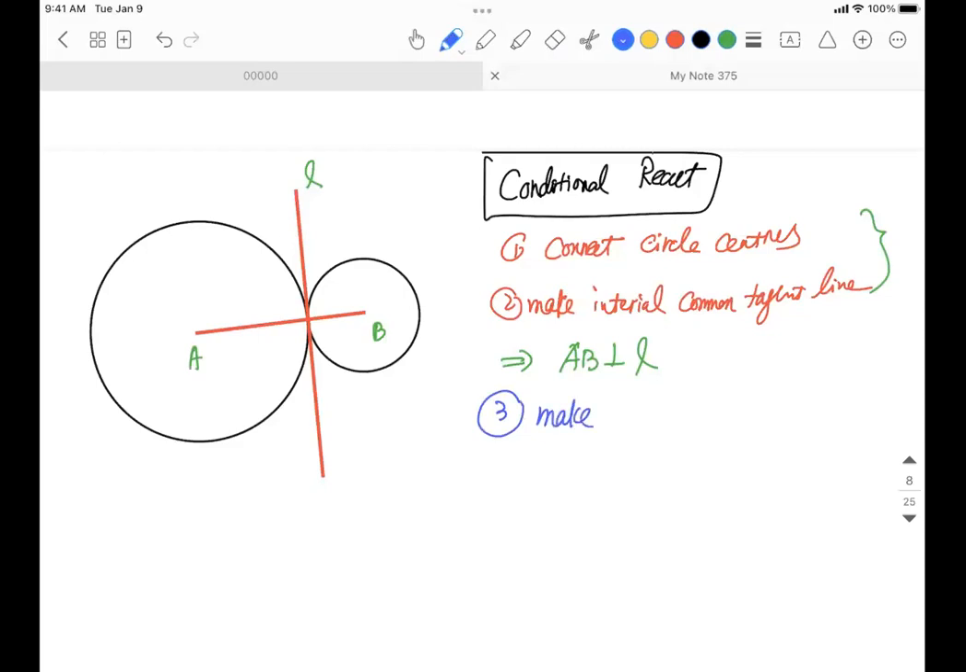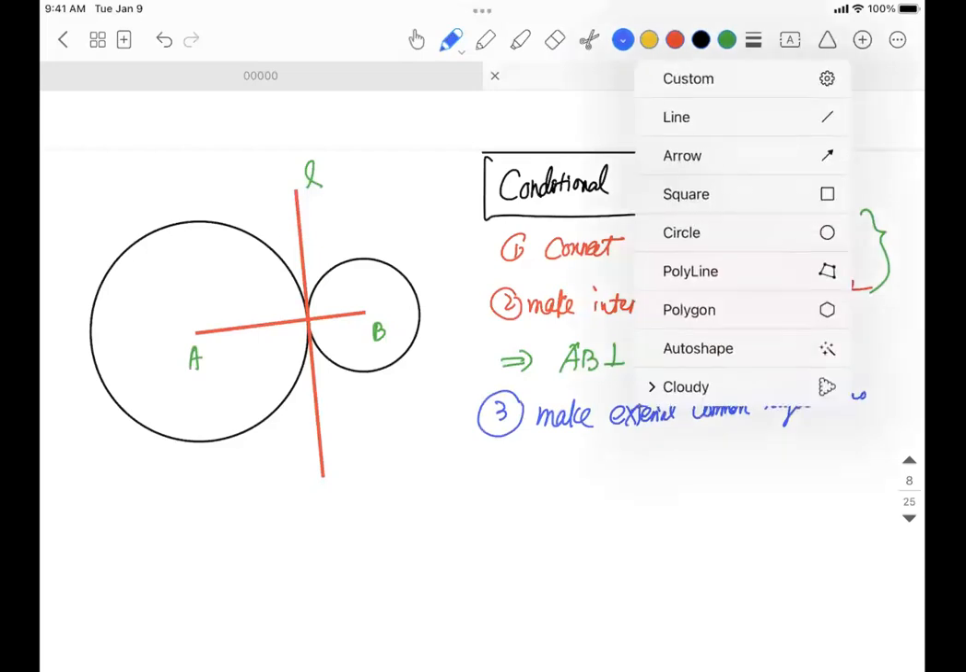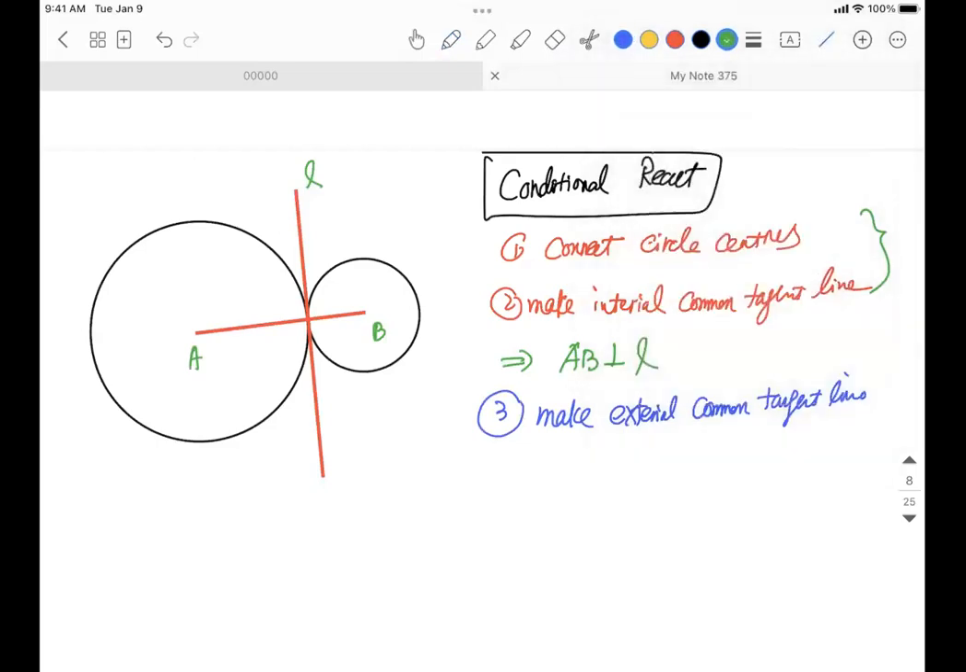Make an exterior common tangent line. Exterior common tangent line. What is my exterior common tangent line? It's going to be something more like this. Try to find a good angle. Okay, this is my exterior common tangent line. From there, you want to create a very interesting triangle.